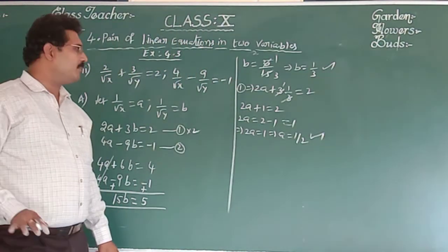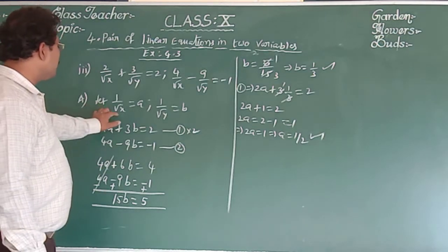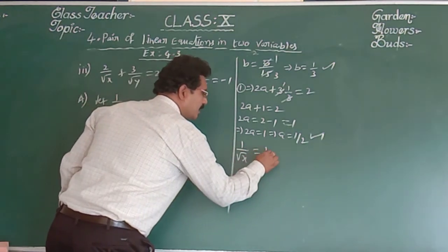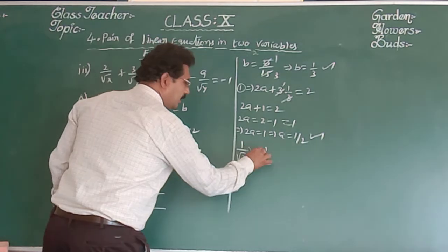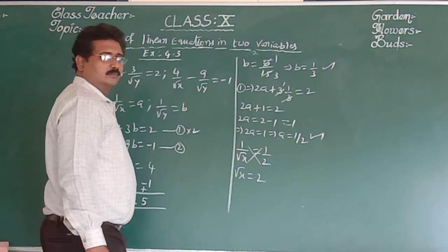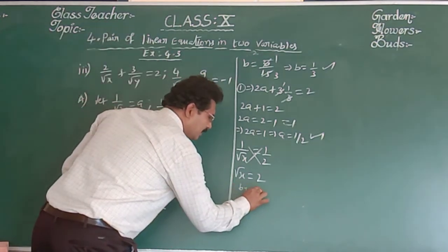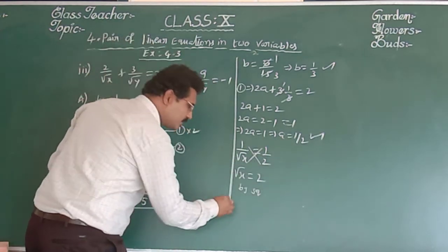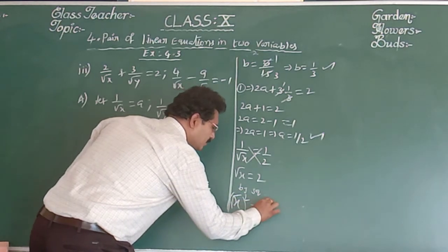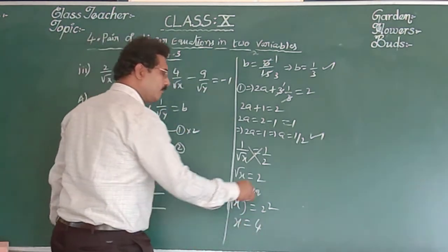I told you, don't stop at this point in the problem. Again, you substitute a is equal to 1 by 2 and b is equal to 1 by 3. Here, we let 1 by root x is equal to a. So 1 by root x is equal to a means 1 by 2. Now cross multiply: root x into 1, root x is equal to 2 1s are 2. How to remove the root? Squaring on both sides. Therefore, root x whole square is equal to 2 square. So root and square get cancelled. x is equal to 2 square, which is 4.